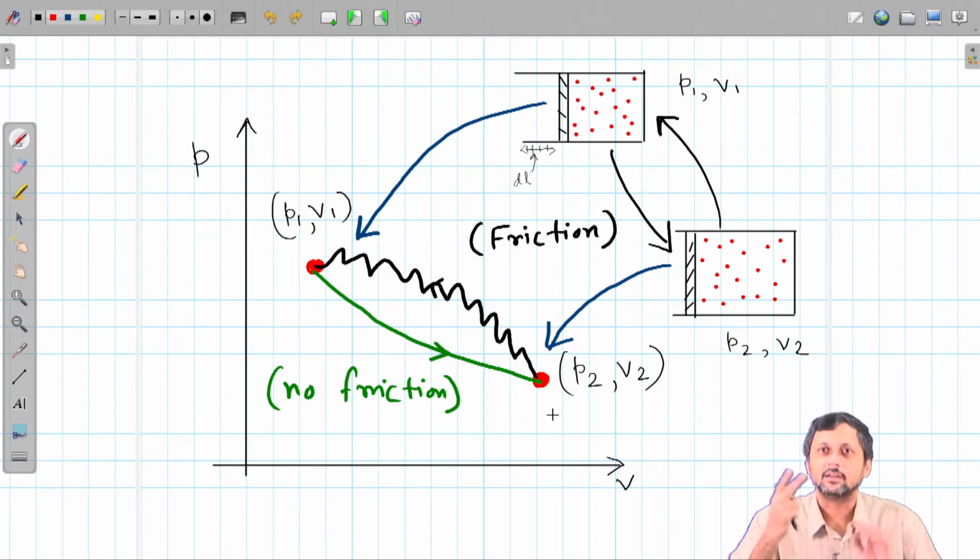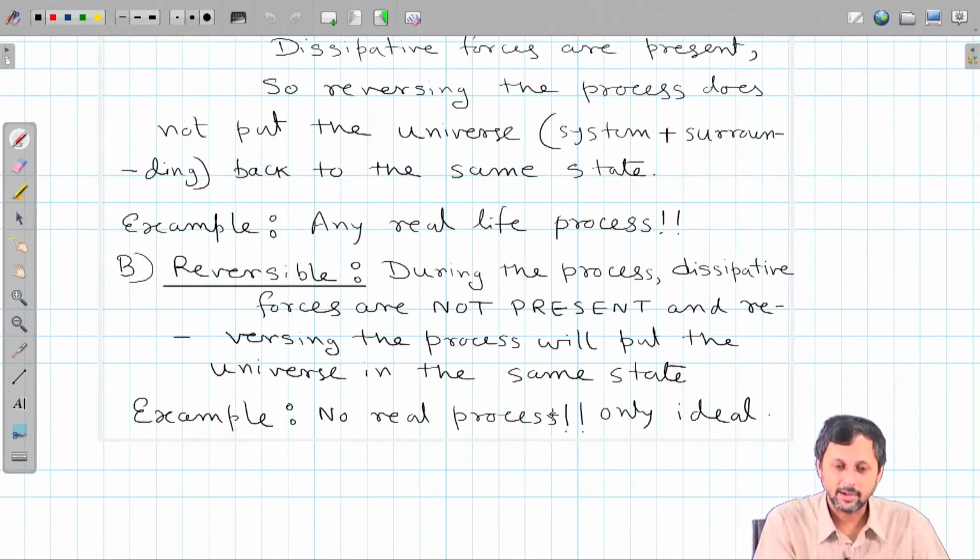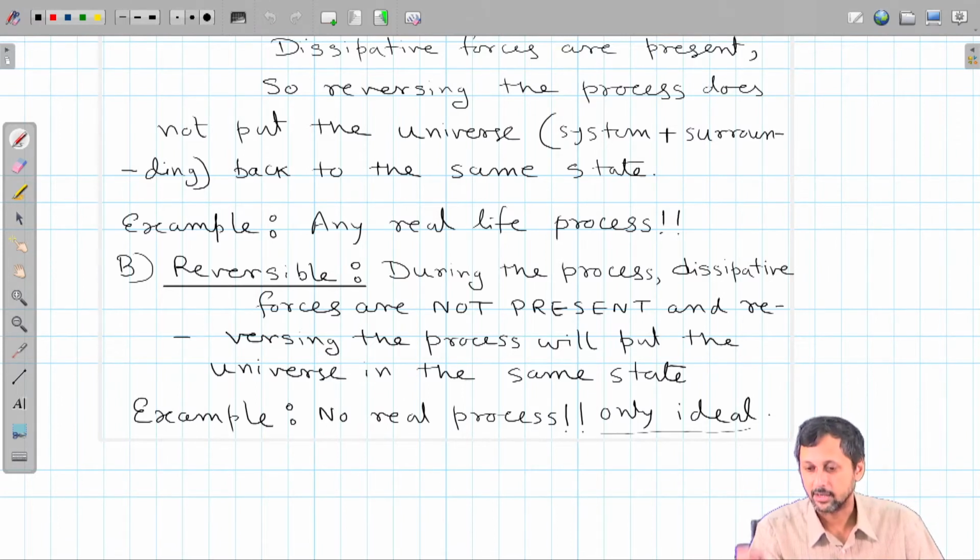First of all, in the real world, there are always frictional forces present, and secondly, any real process cannot be made infinitesimally small. So, these are two reasons why a reversible process is only ideal. In reality, it can never be realized.